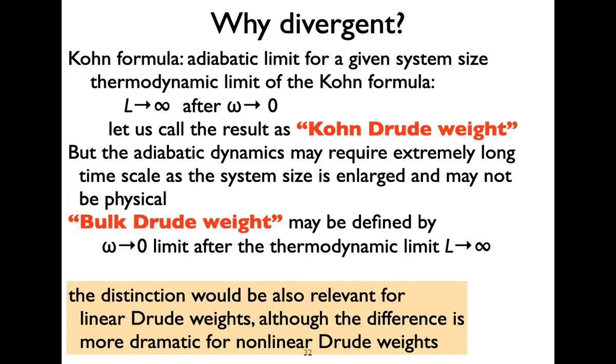But if you are really interested in bulk transport properties, then this may not be a physical limit. Because if you are interested in bulk properties, then you must first take the thermodynamic limit, fixing some time scale or frequency. And after that, you take the adiabatic limit. This limit can give a different value than the limit of the Kohn formula. And we propose to call this alternative order of limits the bulk Drude weight.